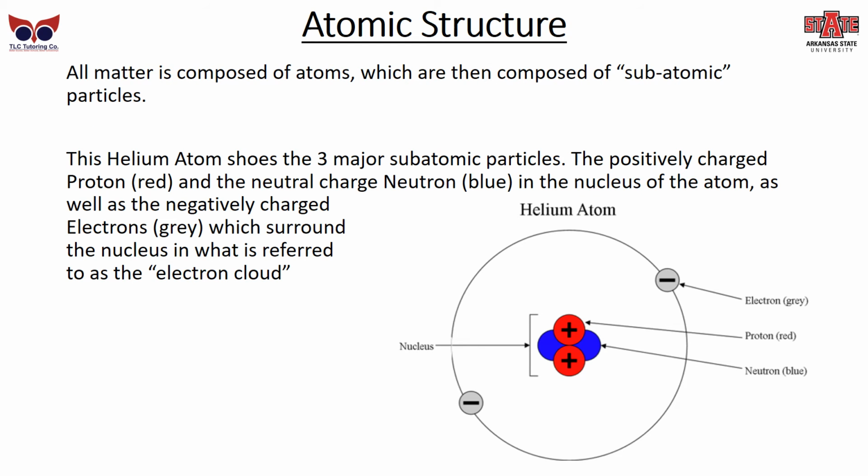So let's talk about atomic structure. We said that all matter is composed of atoms, which are then composed of subatomic particles, smaller than atoms. You can see in this diagram, this is a helium atom. You can see the three major particles. The positively charged particles are the protons, and they're red. Then you have the blue ones, which are called neutrons, and they have no charge, but they are both located in the nucleus, in the center of the atom, as well as the negatively charged electrons, which surround the nucleus in an area called the electron cloud. They surround the nucleus with all the electrons of a specific atom.